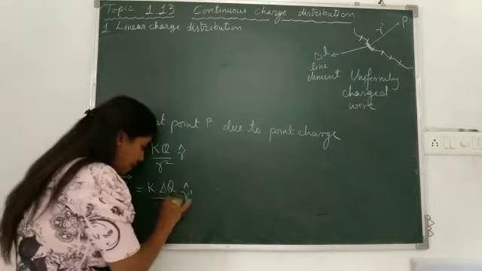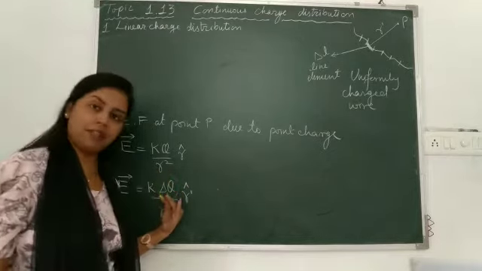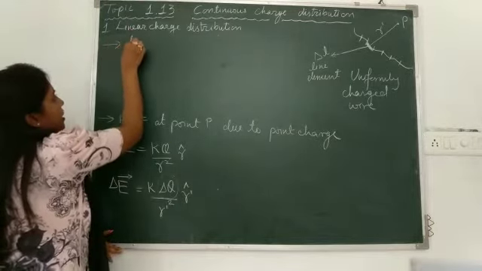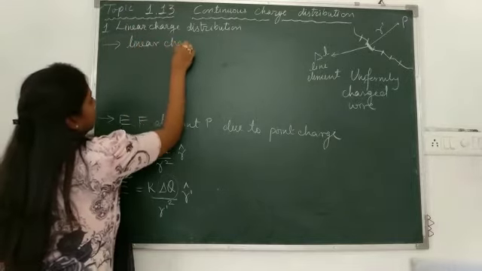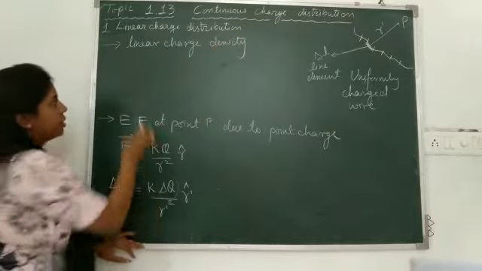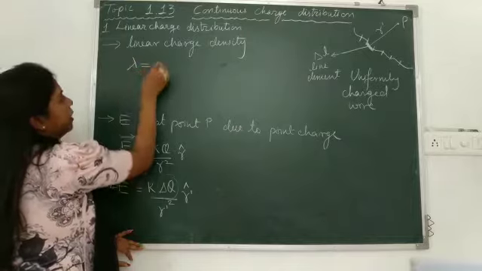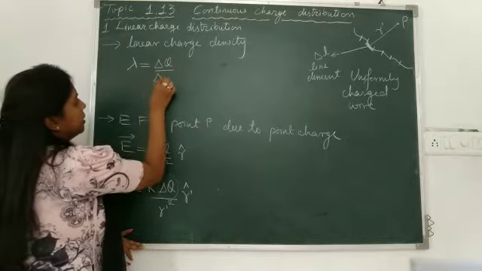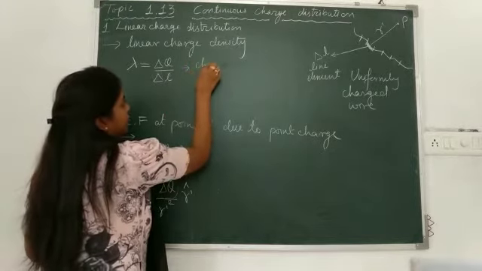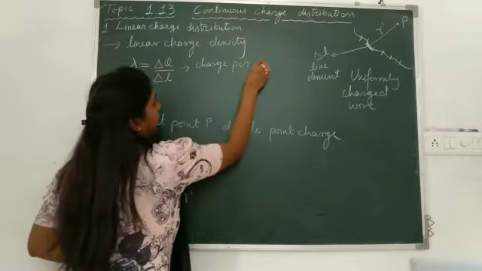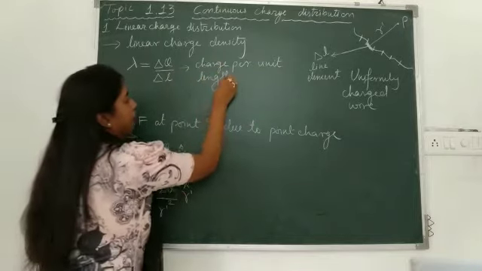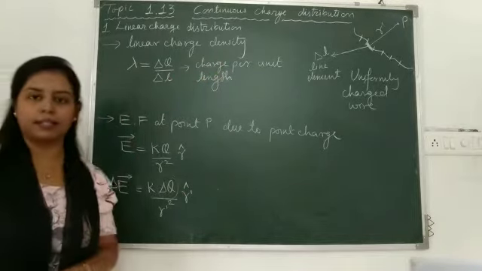Now what is this delta Q? To obtain the value of this delta Q, I need to know one quantity which is known as linear charge density, lambda, and its formula is delta Q divided by delta L. From this formula, we can write its definition. It is charge per unit length. So this is the definition of linear charge density.